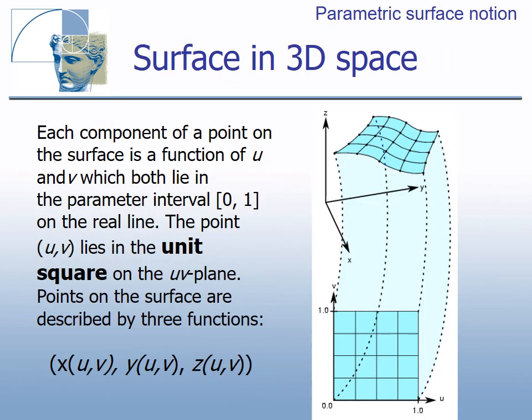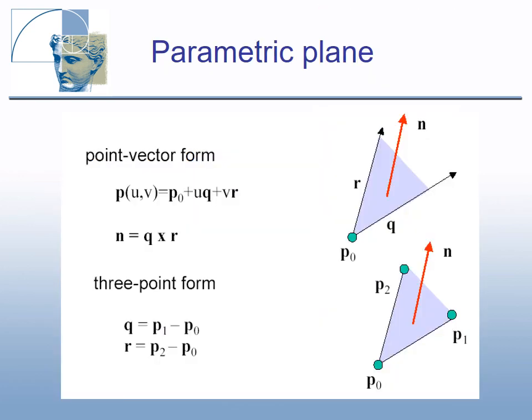A parametric surface can be thought of as the result of taking a piece of a plane, twisting and stretching it, maybe gluing edges of the piece together, and placing it in space. Each coordinate of a point on the surface is a function of u and v, which both lie in the parameter interval from 0 to 1 on the real line. The point (u, v) lies in the unit square on the uv plane. Points on the surface are described by the three functions shown at the bottom of the slide. The simplest surface is the plane.